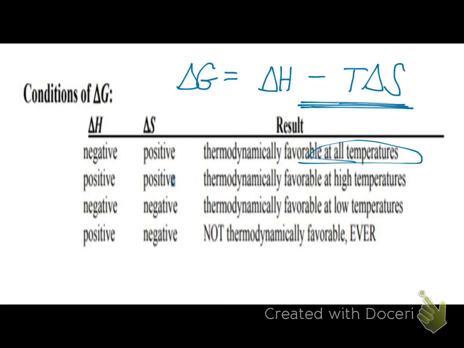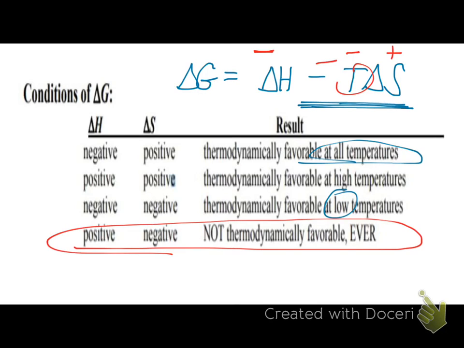And then if you have a negative negative, it would only be at low temperatures. Okay, and that's because this side would be negative, and then when you minus a minus, of course you get a positive. So it would only be at low temperatures so that the positive doesn't overtake the negative. And then if you're positive negative, it will never ever be thermodynamically favorable, because in this case you'd be adding two positive numbers, so you would never get it to be favorable.